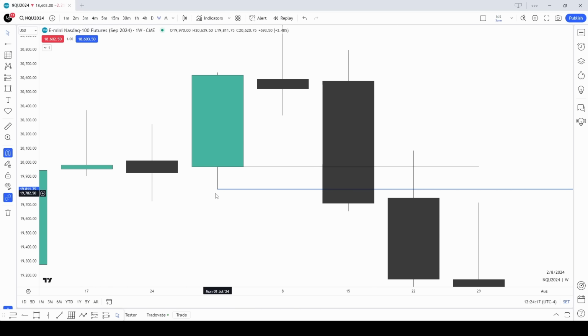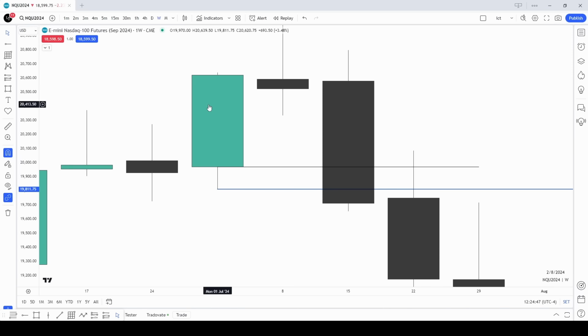That's it right there. If we wick down and then let's say this body closed up here, then it wouldn't be valid for more shorts because we didn't close below this candle's low. But that is what I'm looking for. That's all I'm looking for to confirm that we are going lower. We need to close below this candle's low. Notice how we've used every single part of this candle. This is candle anatomy. This is what I'm trying to teach you.